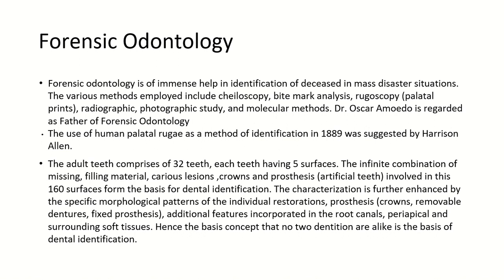The adult teeth comprise 32 teeth, with each tooth having 5 surfaces, and for identification purposes we have to observe the various things: missing tooth, filling material, carious lesions, crowns and prosthesis or artificial teeth. So there will be a total of 160 surfaces of the teeth, and all these things form the basis of dental identification. Additional features include root canals, periapical and surrounding soft tissues, etc.